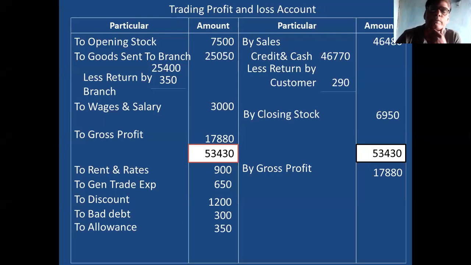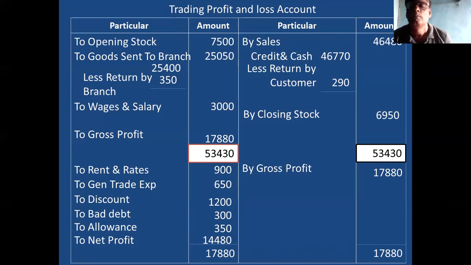You write all the expenses. After writing all the expenses, you close the account. Total is 17,880. If you close this account, 14,480 is the net profit. Remember this. This is the second method of calculating the profit under branch system. Okay.